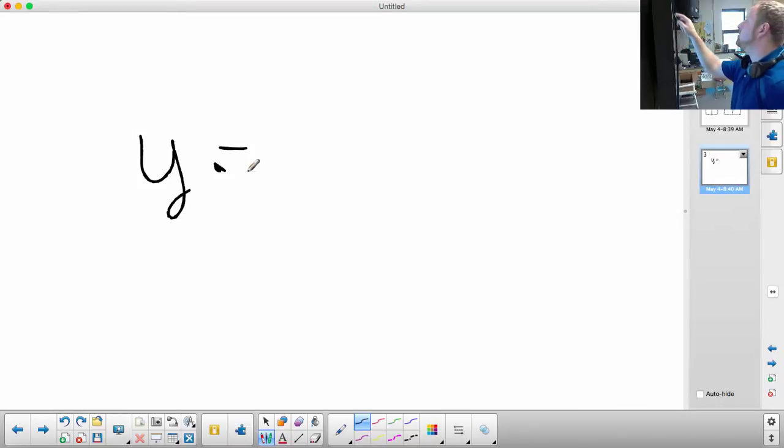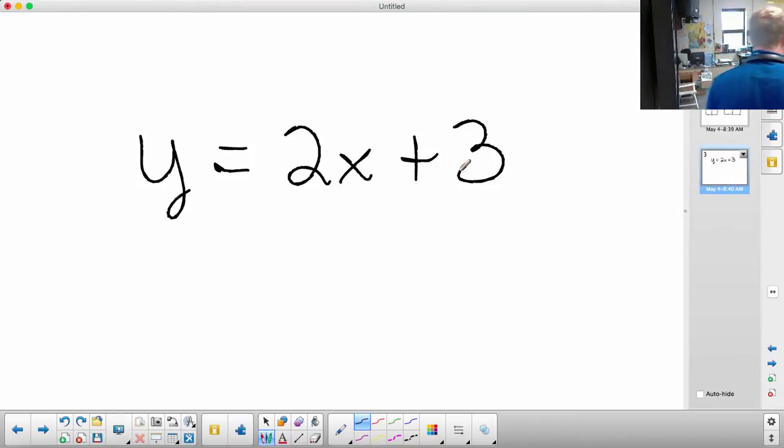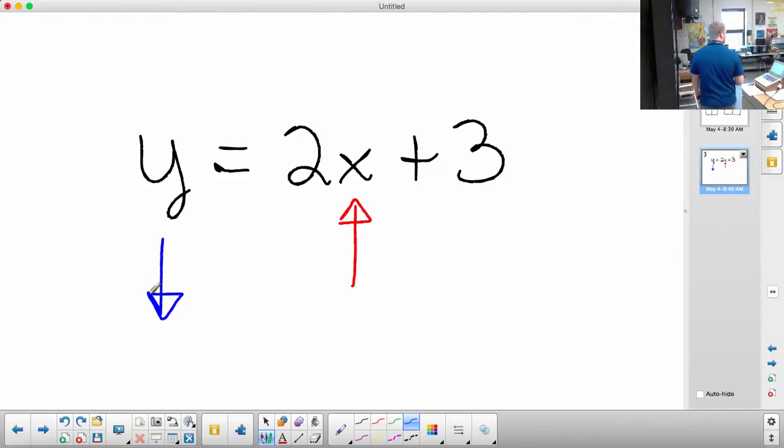Y equals 2x plus 3. Where's my input? We can make it even simpler than that. It's right here. X. And so if I put something in for X, what am I going to get out? Y. I'm going to get out Y. So I'm actually going to draw it as like a down arrow. Like I put into X, I get out Y.